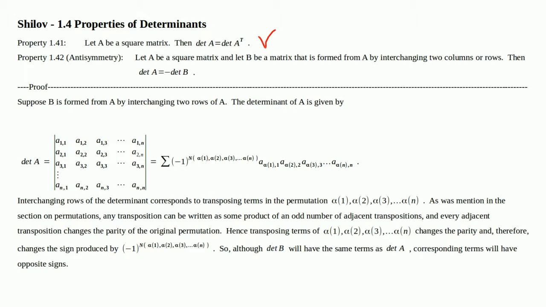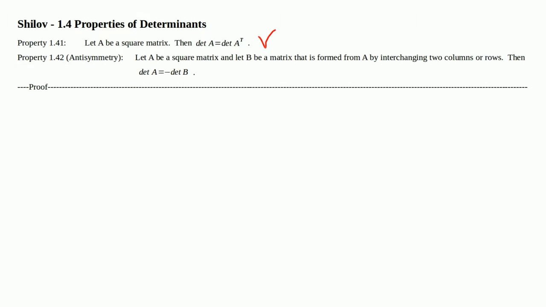So although determinant B will have the same terms as determinant A, corresponding terms will have opposite signs, making it the negative of the original determinant. Thus, the determinant of A is equal to negative determinant B when rows of A are interchanged. Okay, now how about the columns? Because that's the other part.